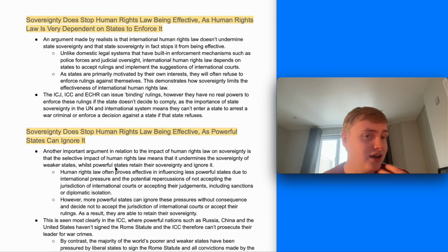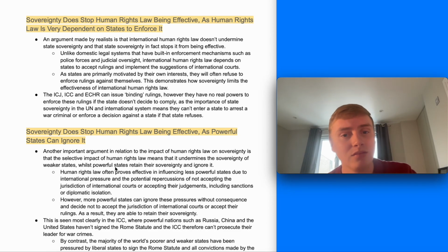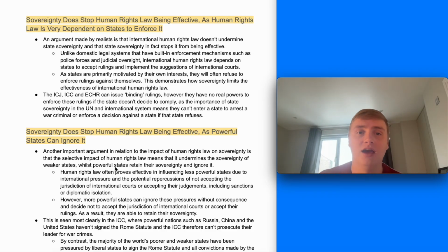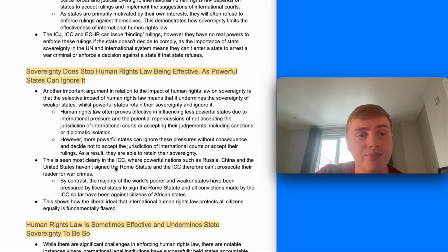So whilst the ICJ, ICC and ECHR can issue quote-unquote legally binding rulings, they have no real powers to enforce these rulings if the state decides not to comply. And that really shows how sovereignty stops international human rights law from being effective.